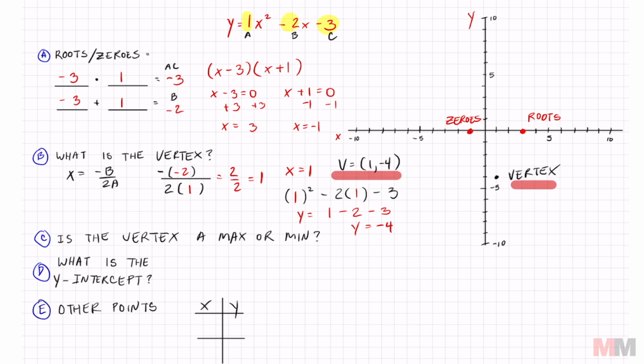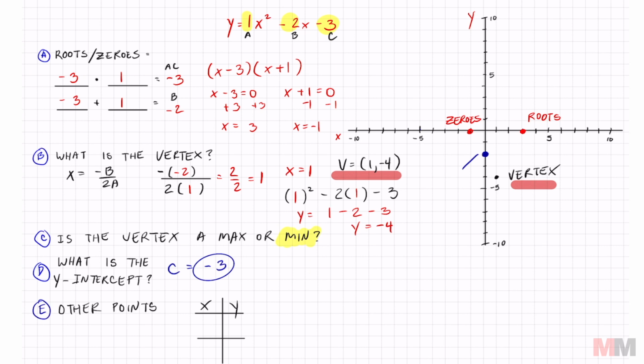Alright, moving on. Is the vertex a maximum or a minimum? So your vertex is either the highest point or the lowest point. And obviously if it's in the bottom right here, that is going to be my lowest point. So that is going to be a minimum. What is the y-intercept? The beauty about this format is that it reveals the y-intercept right away. And that is just a constant at the end. So my y-intercept is the same as C, which equals -3.